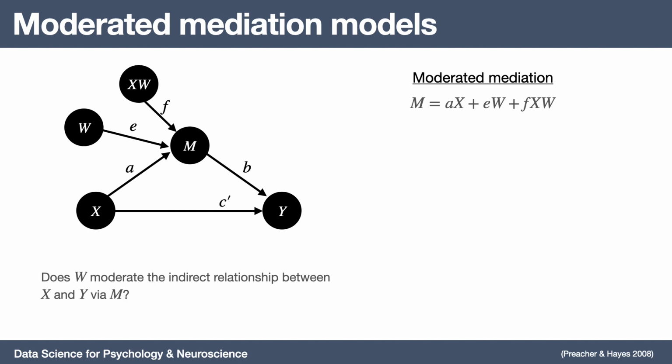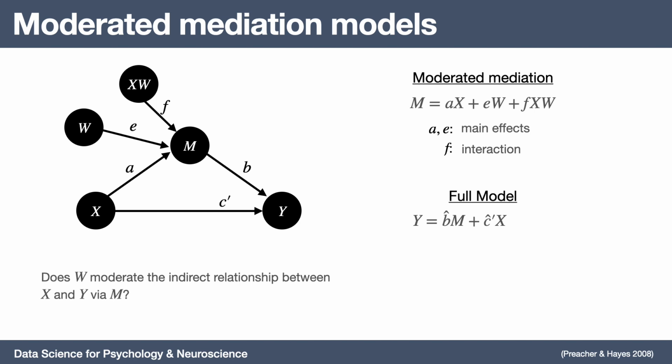So the full moderated mediation model looks like this. M is now defined not just as A times X, but A times X plus E, another regression coefficient, times W, the main effect of the moderator term, plus F times XW, your interaction term. So A and E here are your main effect variables, and F defines that moderation or interaction effect.